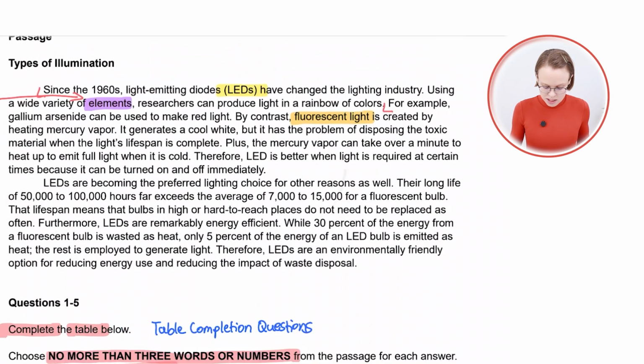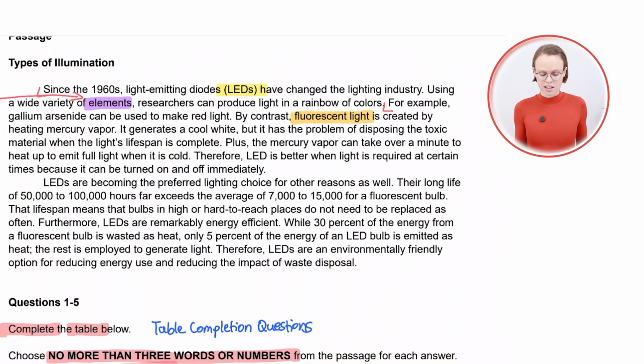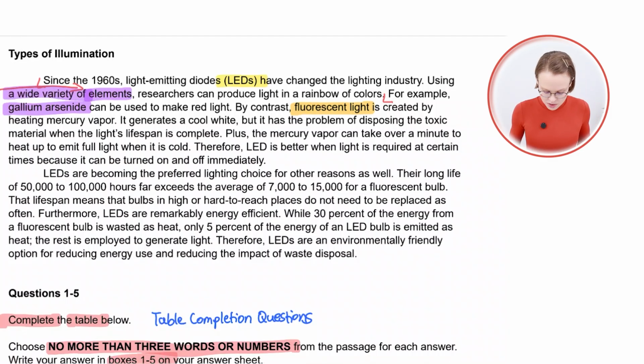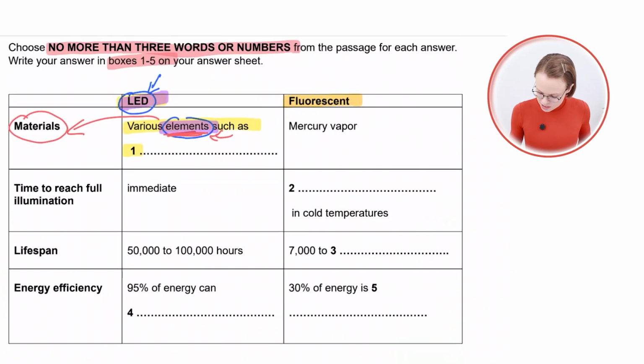And which element is mentioned in the passage for LED? Here it says gallium arsenide can be used to make red light. So gallium arsenide is the correct answer. So gallium arsenide is one of the different elements. So because here it says a wide variety of elements, it's one of the different elements that can be used. So let's enter gallium arsenide.